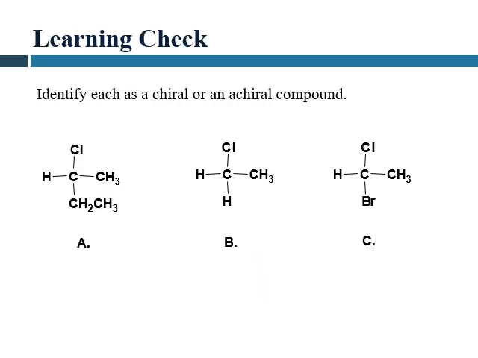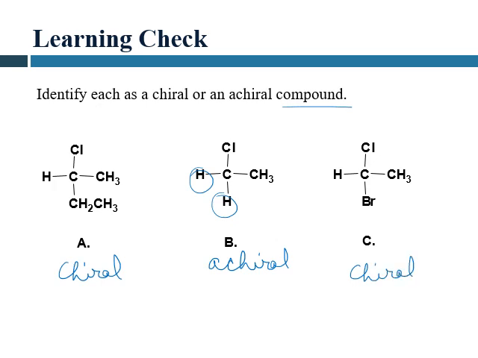For example, if we look at this, identify each as a chiral or achiral compound. If we look at this molecule, carbon is bonded to hydrogen, chlorine, CH3, and this CH2, CH3. All four are different, which means this is chiral. In this case, carbon is bonded to two hydrogens and one chlorine. So these two groups are the same, which means this is achiral. They have to have at least one carbon which is bonded to 4 different atoms. Only then will the compound be chiral. Carbon bonded to all 4 different groups means this is a chiral carbon atom.